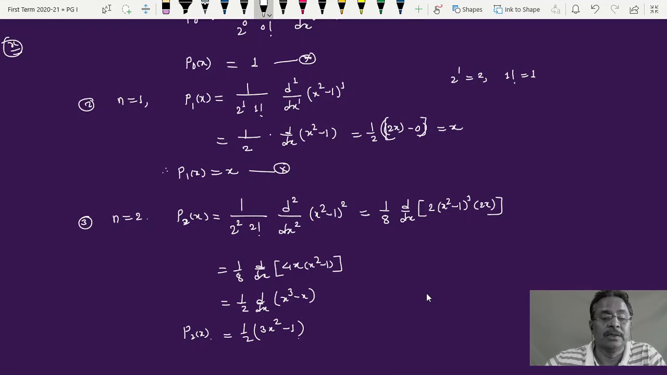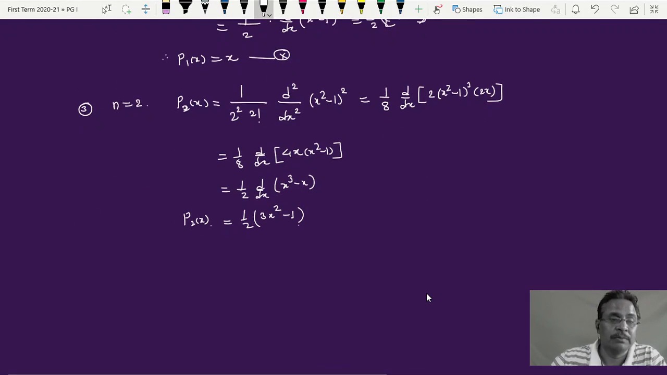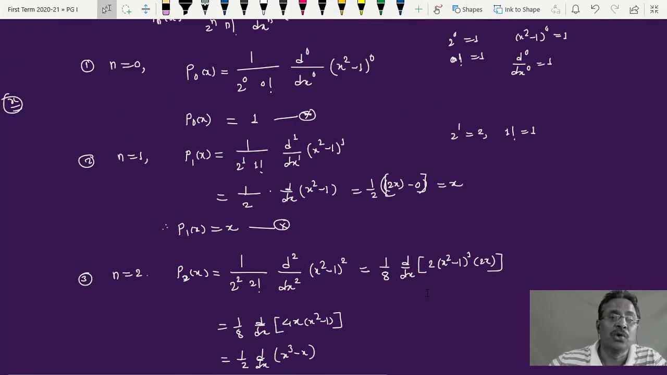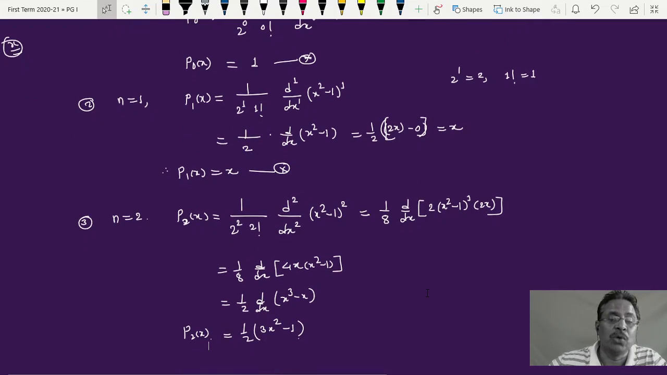So check whether we get the same Legendre polynomials which we obtained earlier using the generating function method. Here I got P0 of x is equal to 1, P1 of x is equal to x, P2 of x is equal to 1/2 into 3x square minus 1. So that is how the Legendre polynomials are obtained here. You can go for P3 of x also, you have to go through all these calculations. So the Legendre polynomial of order n equal to 0, 1, 2.